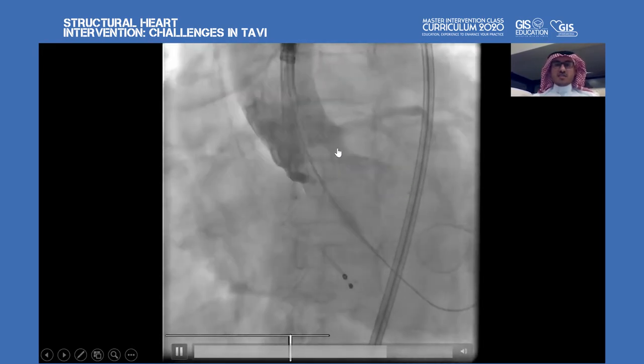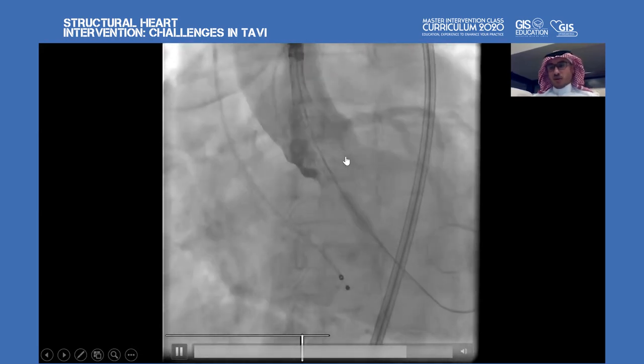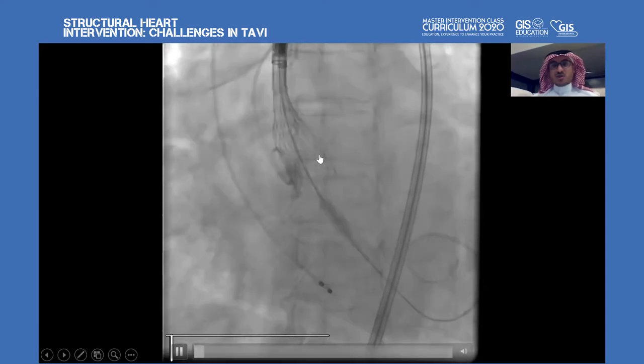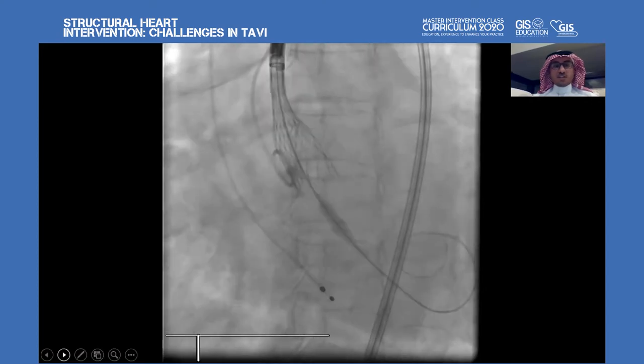You can also see that the leaflets are not fully split, or to be more accurate, the calcium on the leaflets is not cracked. So the valve is not yet fully deployed.